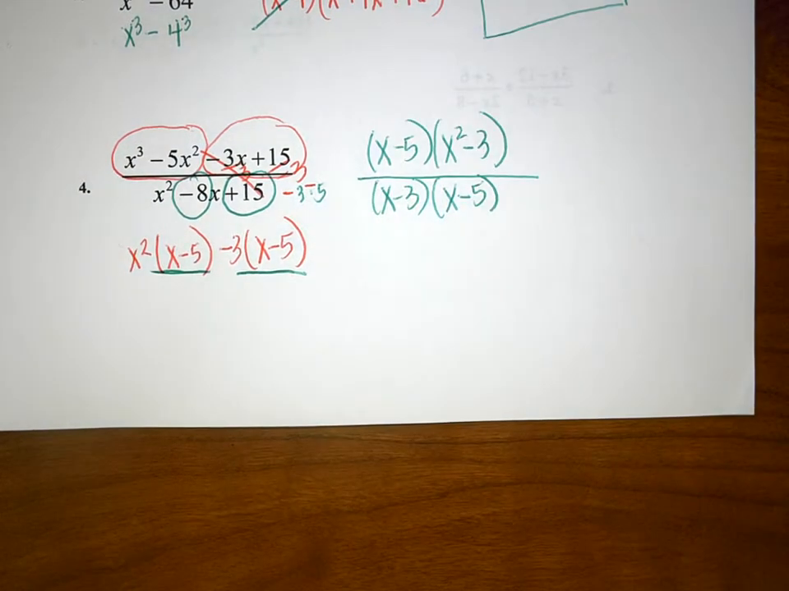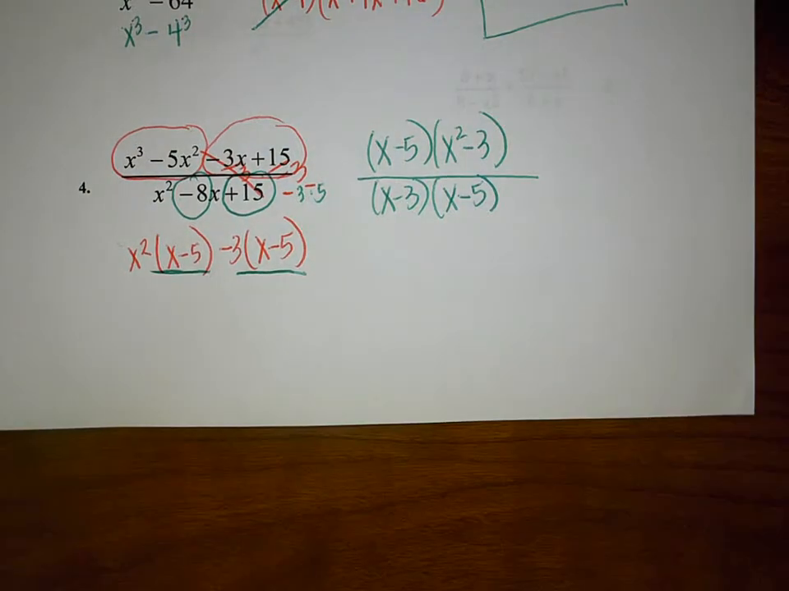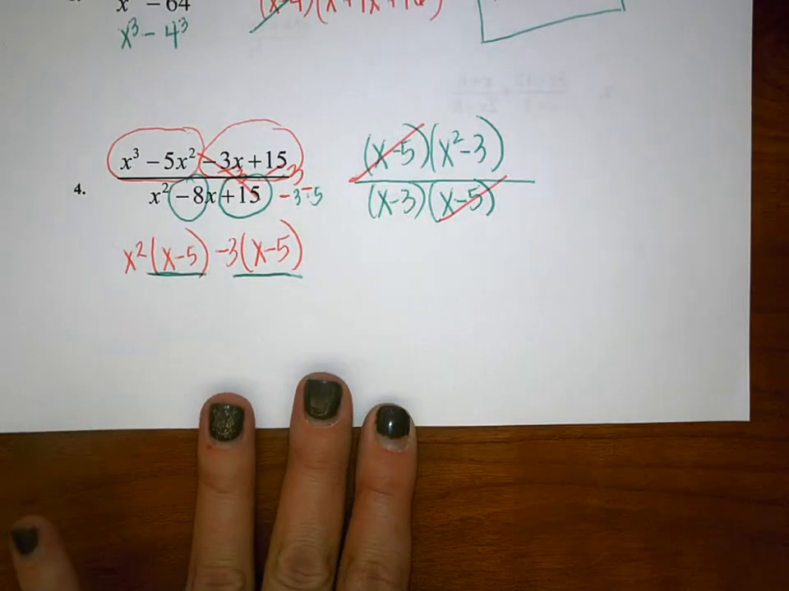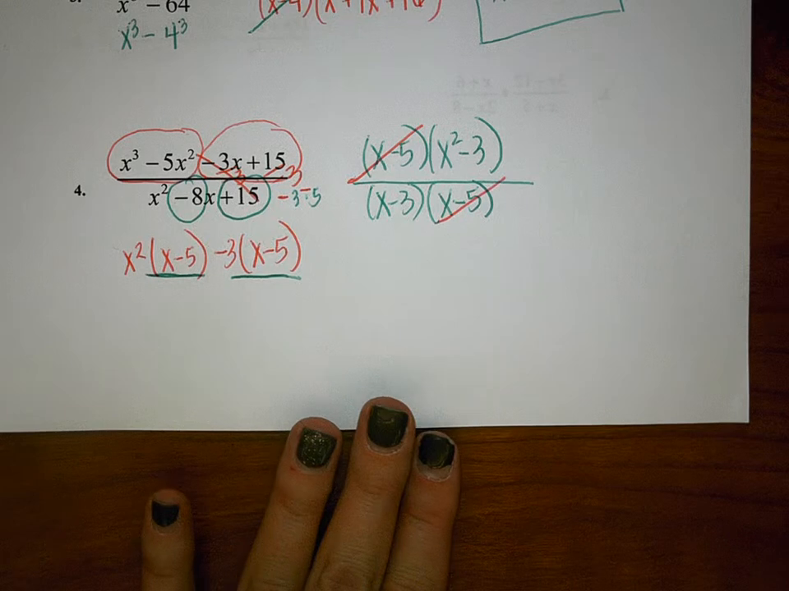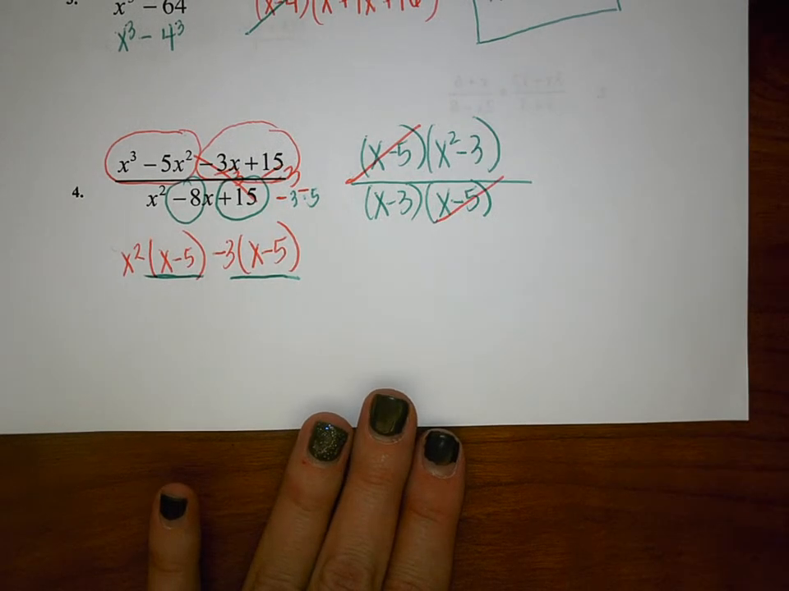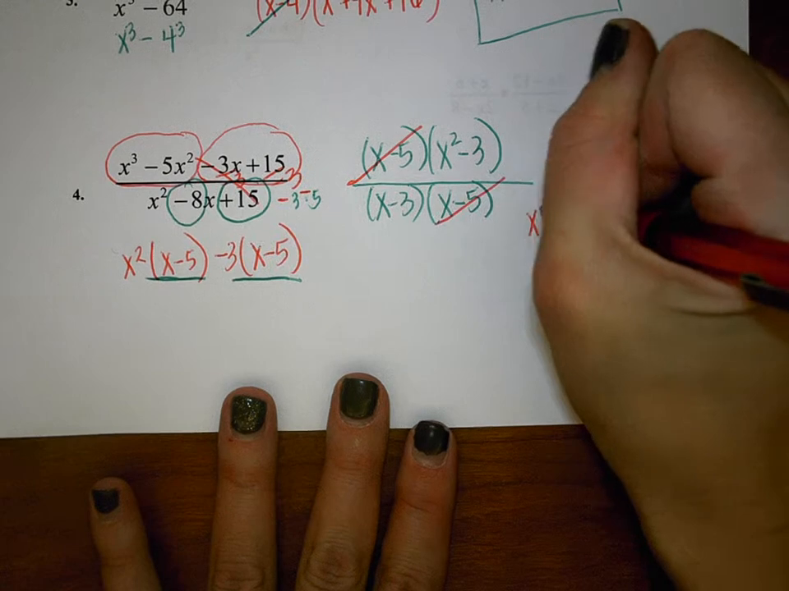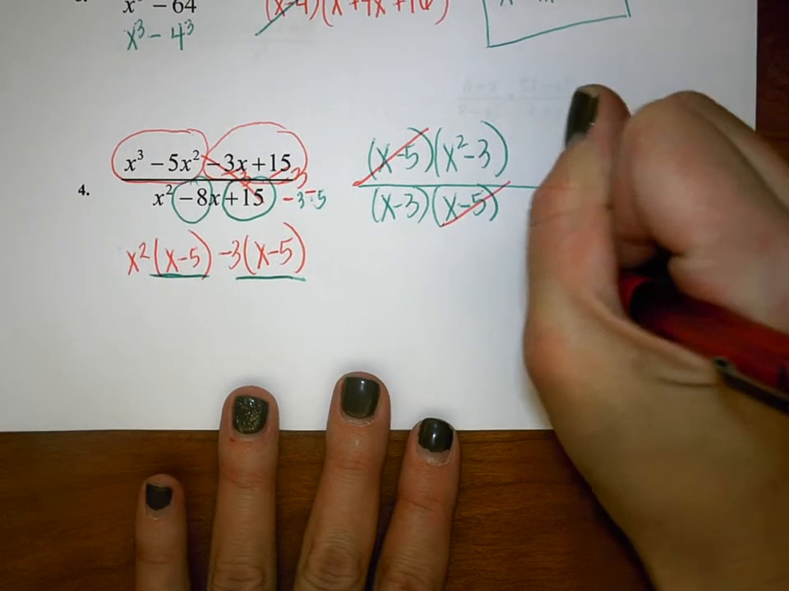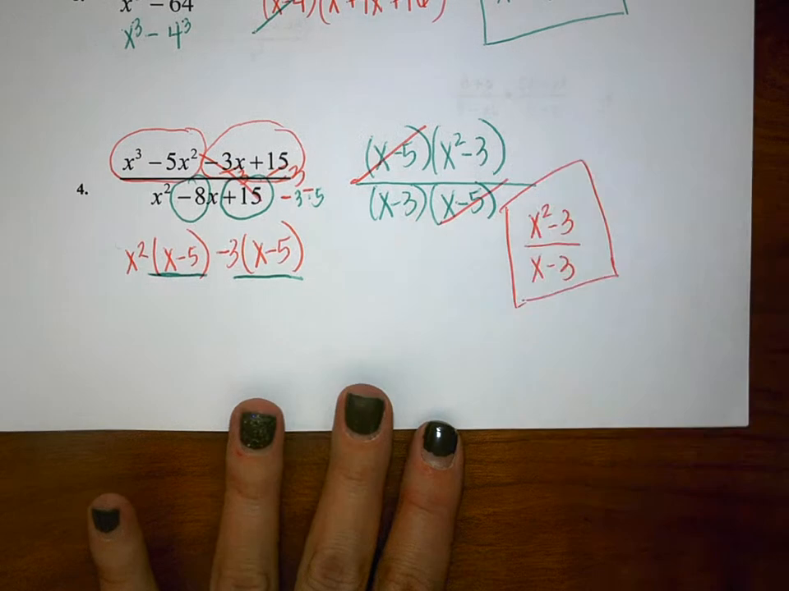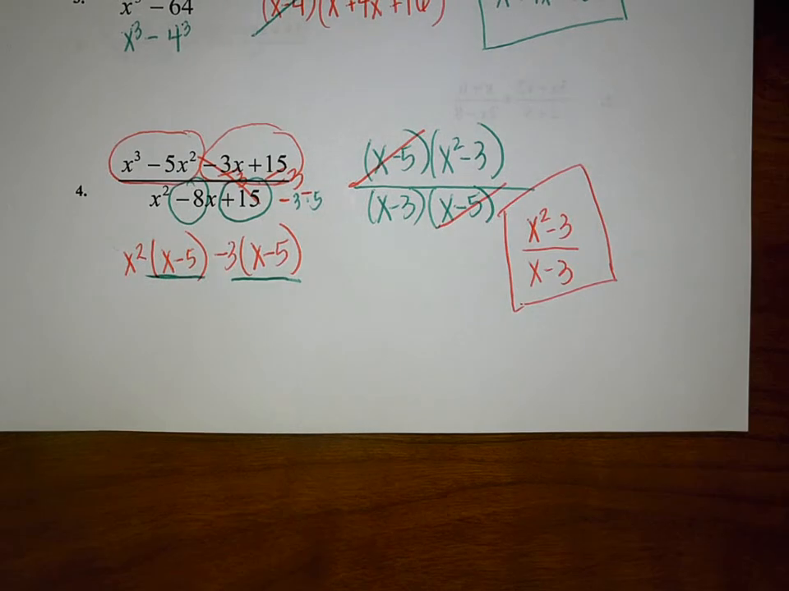Is there anything here that I can end up canceling now? Good, x minus 5. Can I cancel anything here? No, why not? Good, this has an x squared. They have to be exactly the same in order to cancel them. So my answer is x squared minus 3 over x minus 3. Now say if you were able to cancel all of them, then you'd be left with 1. Okay? So, any questions? All right, moving on.